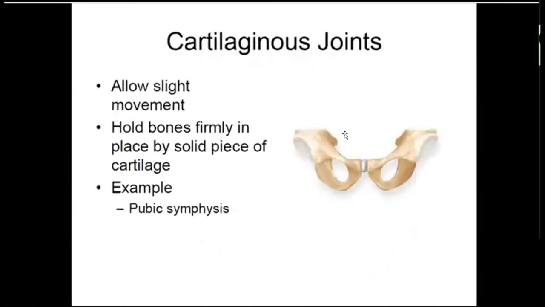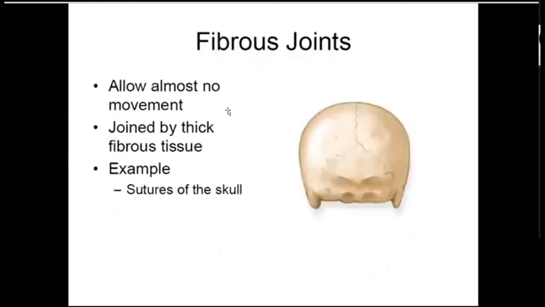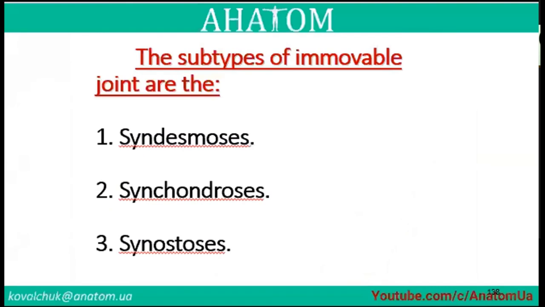Cartilaginous joints allow slight movement. An example is the pubic symphysis. Next, fibrous joints allow almost no movement. Examples are the sutures of the skull. The subtypes of immovable joint are syndesmosis, synchondrosis, and synostosis. What does it mean? Desmos is connective tissue, chondros is cartilaginous, and ostos is bony tissue.